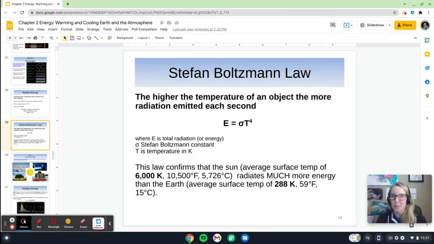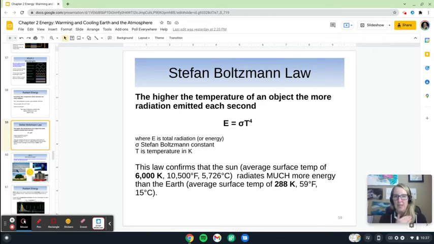First, we're going to look at the Stefan-Boltzmann law. And basically, this says the higher the temperature of an object, the more radiation is emitted each second. Okay, so the equation is this. It's actually really simple. E is for emittance of total radiation from an object, and T is temperature to the fourth power. So you multiply it by itself 4 times, and then we have a constant, which doesn't change.